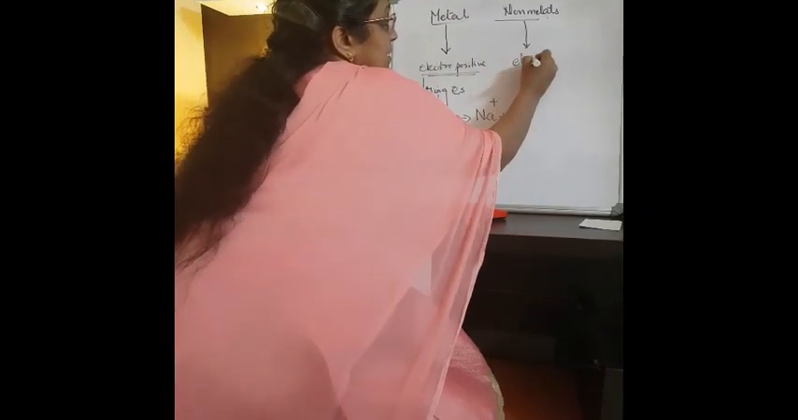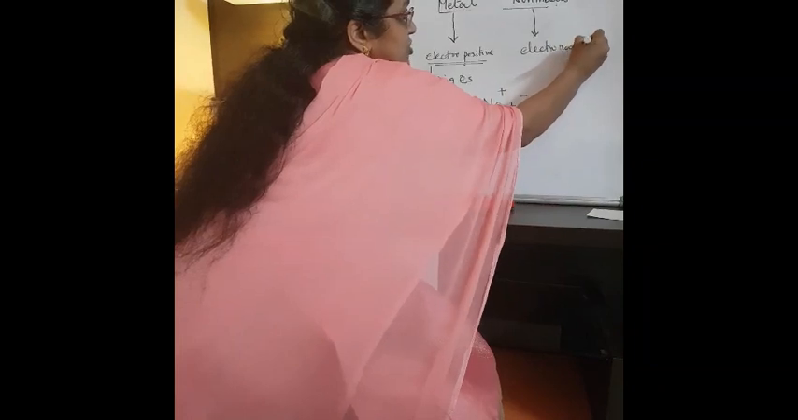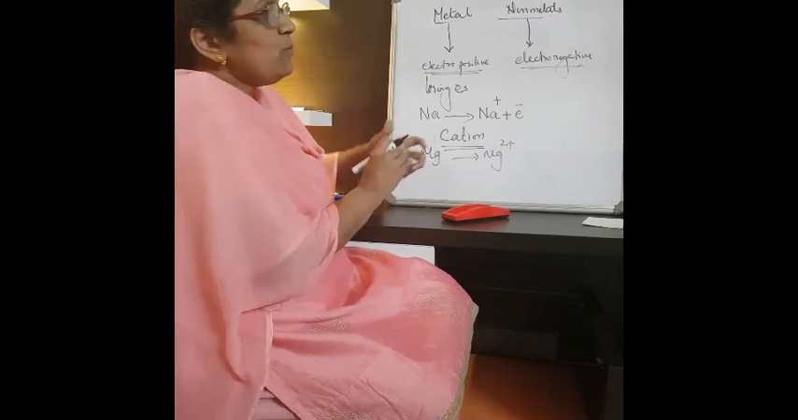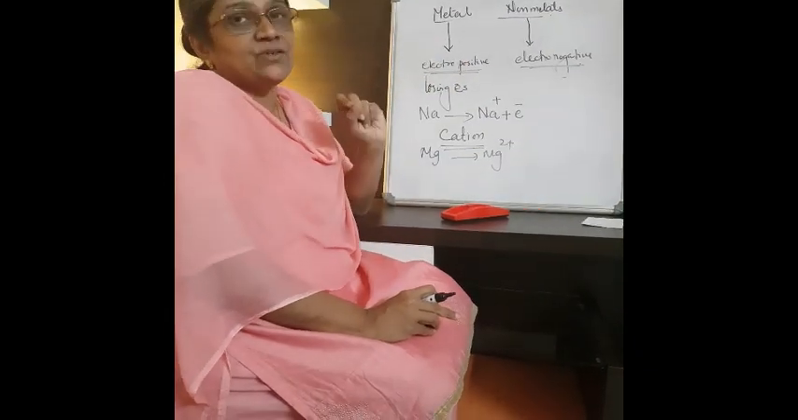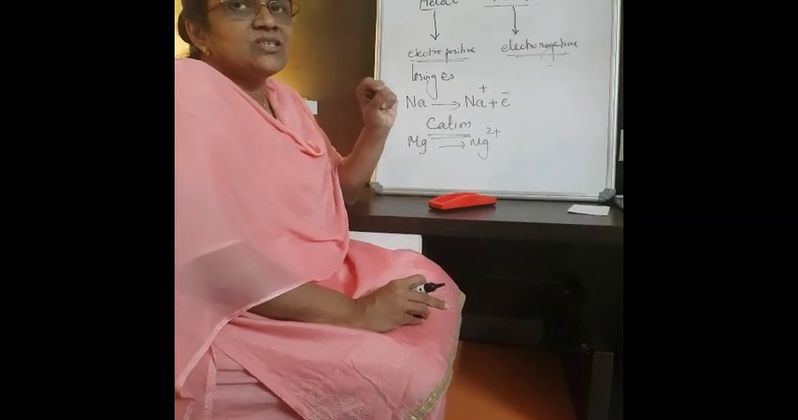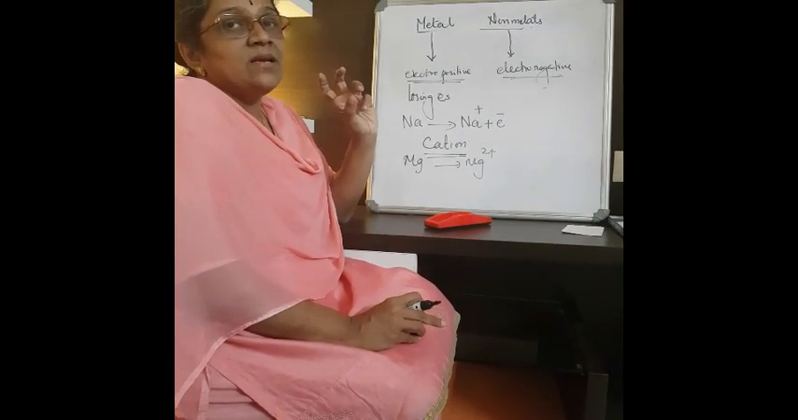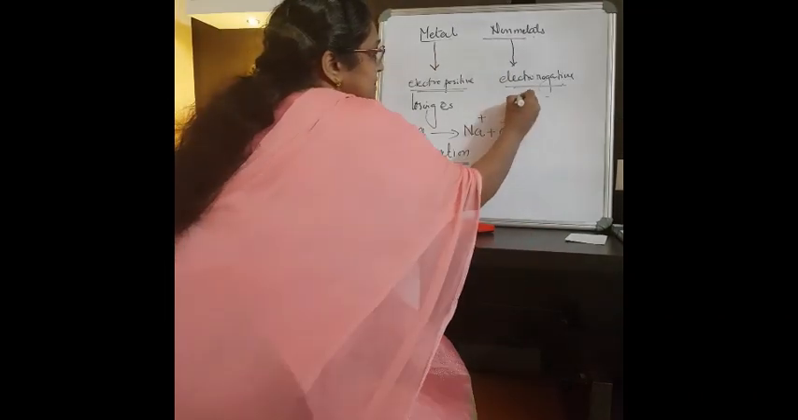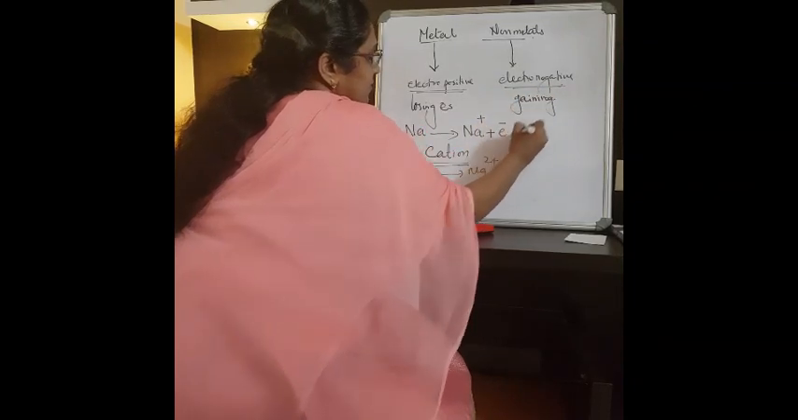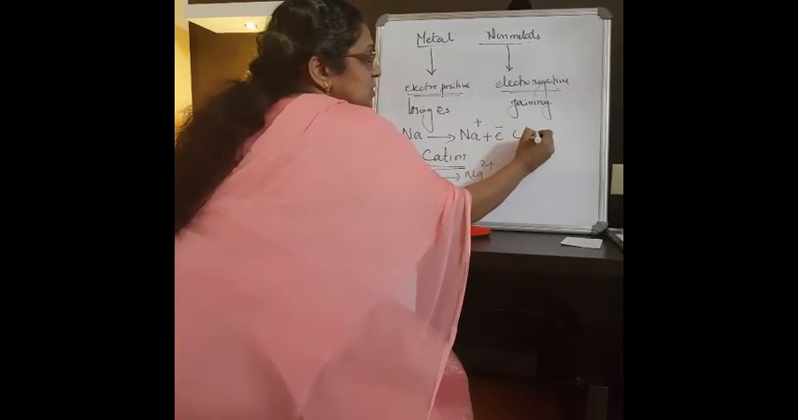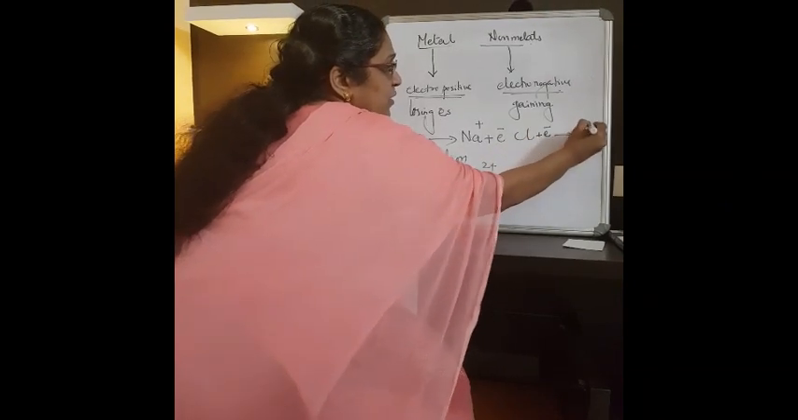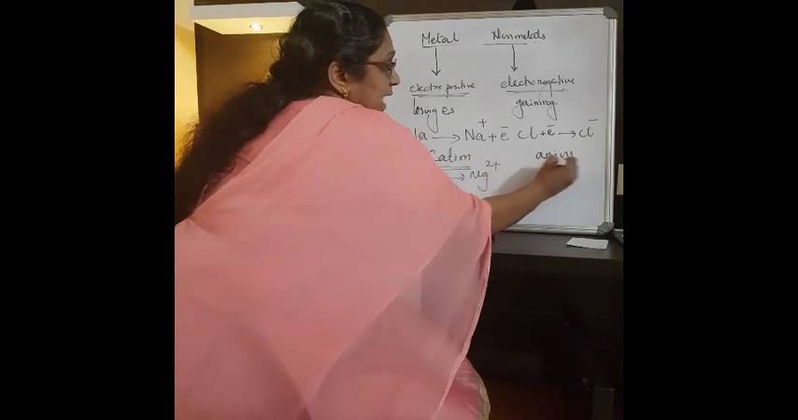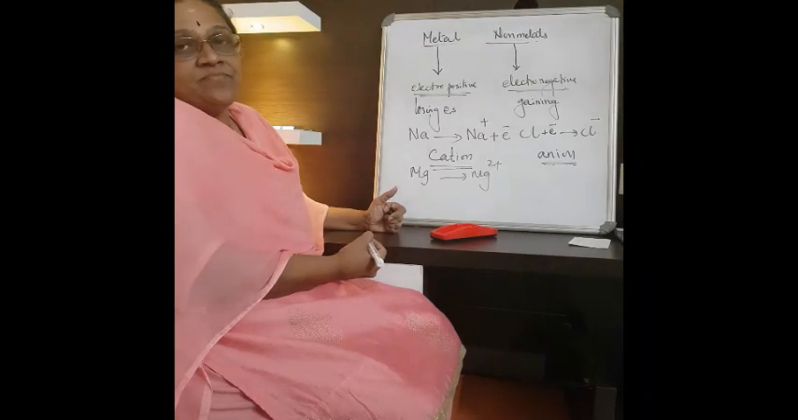Now, what about non-metals? Non-metals are electronegative in nature. Correct? Now, what do you mean by electronegative? That is gaining electrons. It always tends to gain electrons. So, that is what you call electronegative. For example, chlorine is a non-metal. So, chlorine will accept the electron to form Cl minus. Now, what is Cl minus? You call it an anion. See? So, this is the difference.